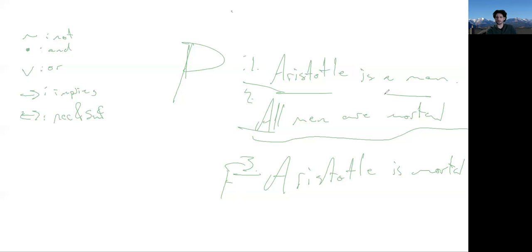So if Aristotle really is a man, and if all men are mortal, who cares if you actually even believe all men are mortal? It's just, if these two things were true, would this have to be true? And clearly, yes, this would be a valid argument. If Aristotle's a man and all men are mortal, there's no way Aristotle wouldn't be mortal. That's obviously a very vanilla argument nobody would disagree with, but that's the idea.